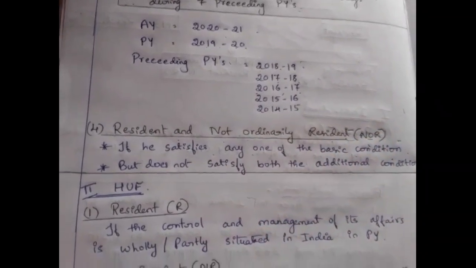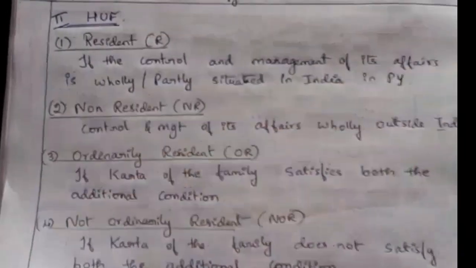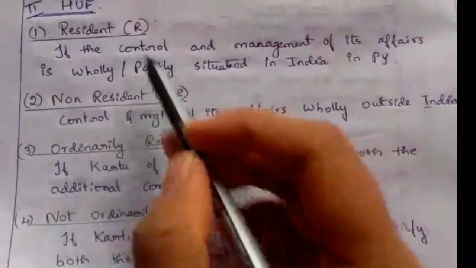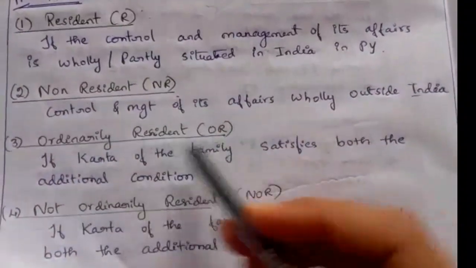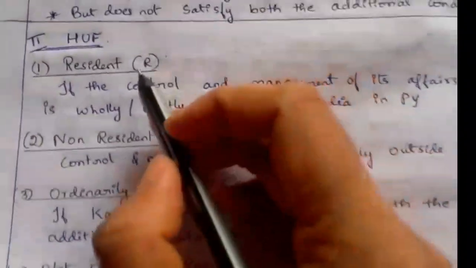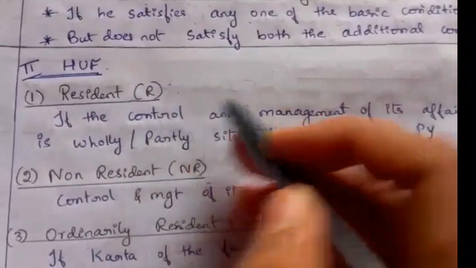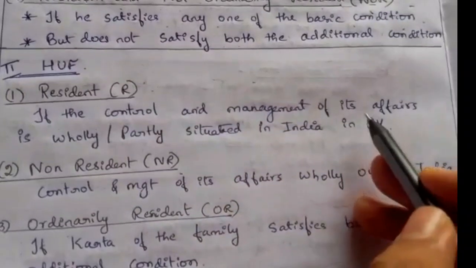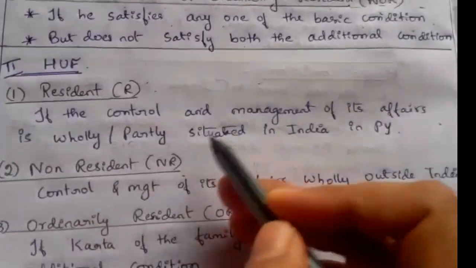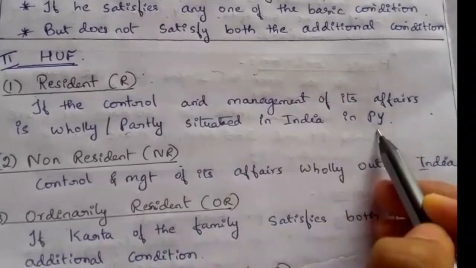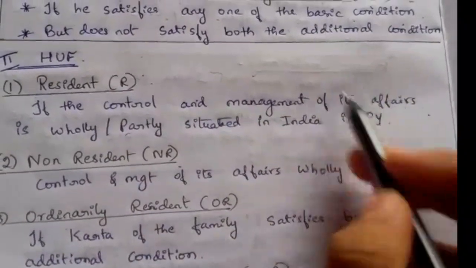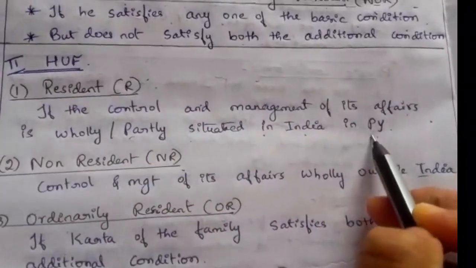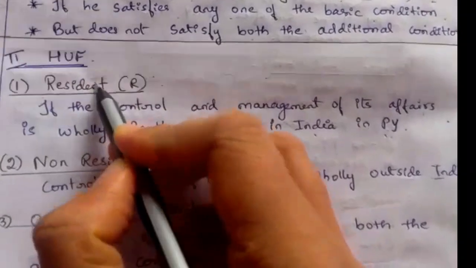Next we will see the HUF. In case of HUF, the residential status is divided into four: resident, non-resident, ordinarily resident, and not ordinarily resident. So an HUF becomes a resident in India in the previous year if the control and management of its business affairs is wholly or partly situated in India in the previous year.